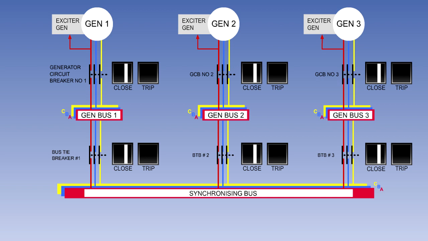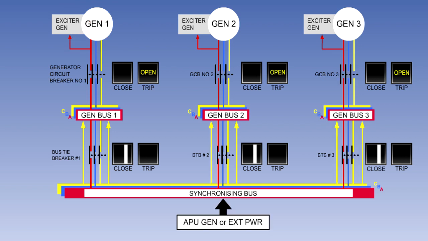The synchronizing bus bar has no electrical loads connected to it. Its purpose is to allow the engine-driven generators to be operated in parallel, to allow another generator to power a failed generator's load bus bars in the event of a generator or engine failure, and to allow an external power supply or power from the APU generator to be fed to the load bus bars through the bus tiebreakers when the engine generators are not operating.